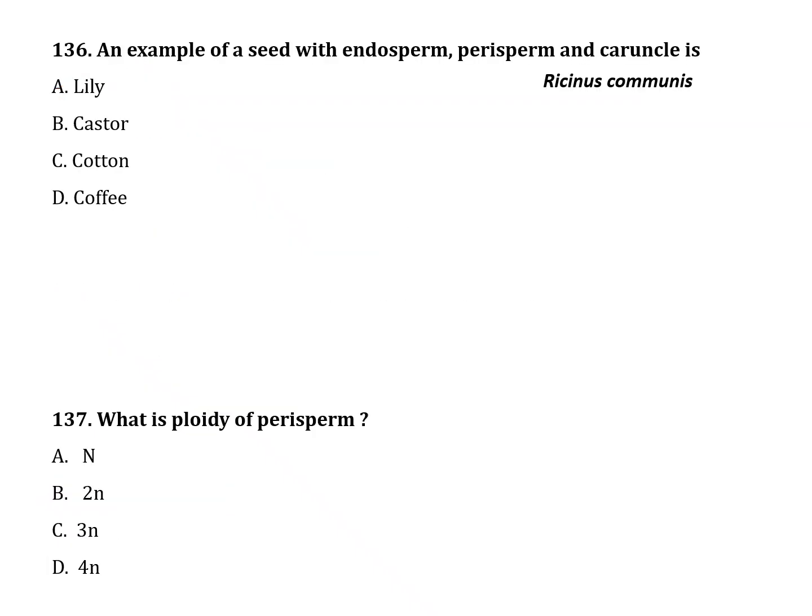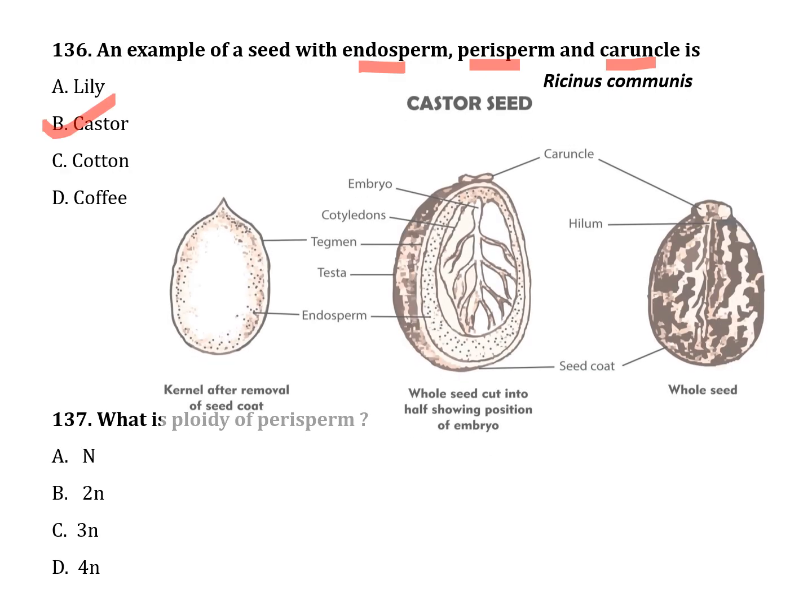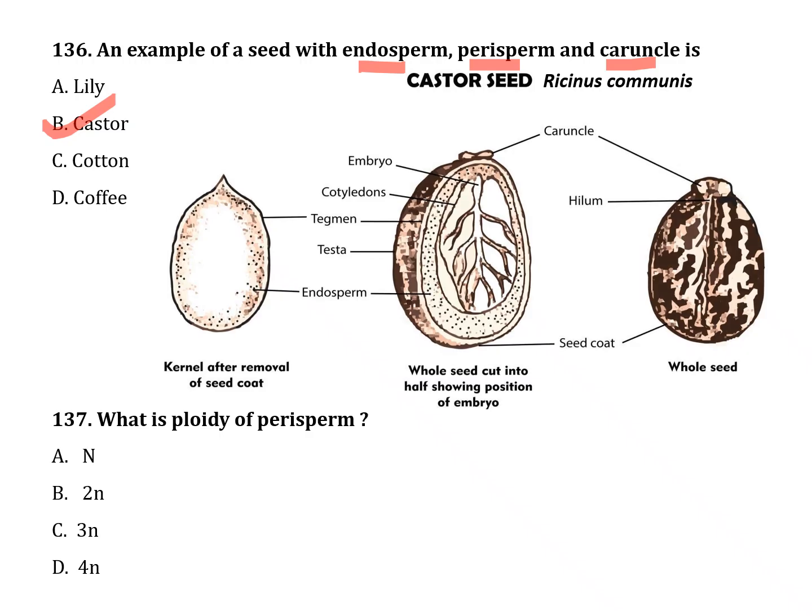The next question, number 136. An example of a seed with endosperm, perisperm and caruncle is option A lily, option B castor, option C cotton, option D coffee. Correct answer is option B castor. The scientific name of castor seed is Ricinus communis.